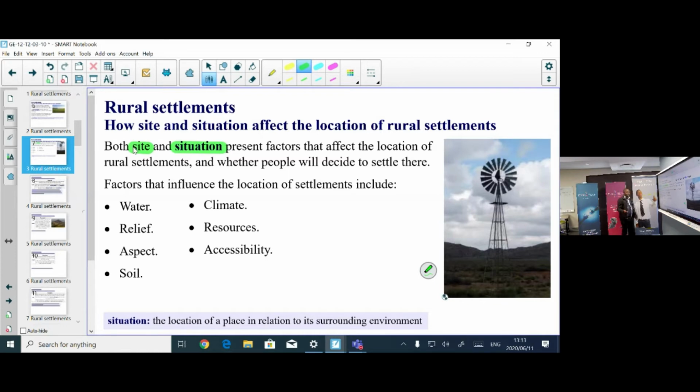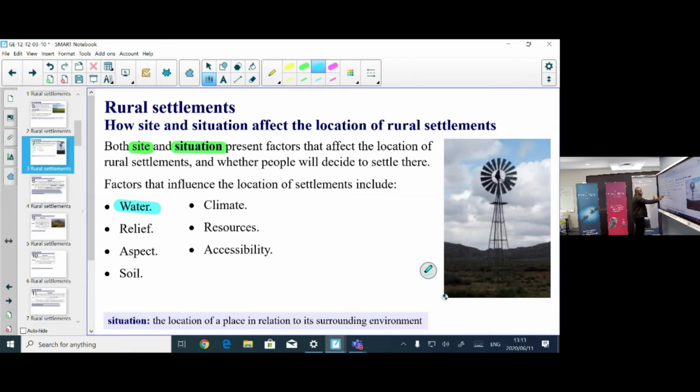So it is not by coincidence that we put water at the top of all the essential resources, or the factors, that are needed for a location or a settlement to be established. Water is a life-sustaining resource, and it is very critical that there should be access to water before people decide to have a settlement.